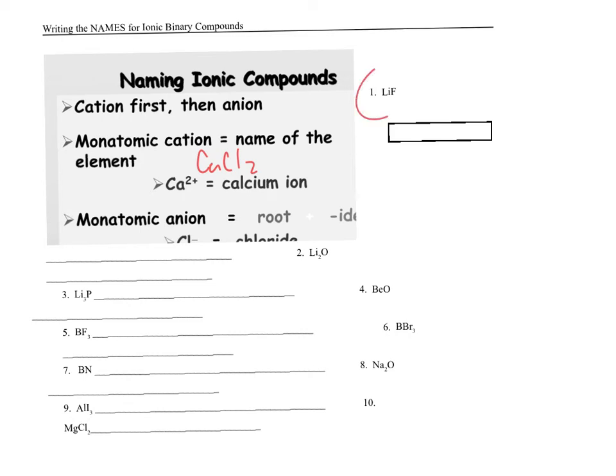Let's go over and take a look at number one right over here, lithium and F, Li and F. Well, we know lithium is the positive because it's the first one. Our cation is always first because it's positive. Fluorine is negative right here, okay? And we don't call it fluorine because it is a binary compound. We would call this lithium fluoride. Fluoride. Again, "ide" goes on the end of it.